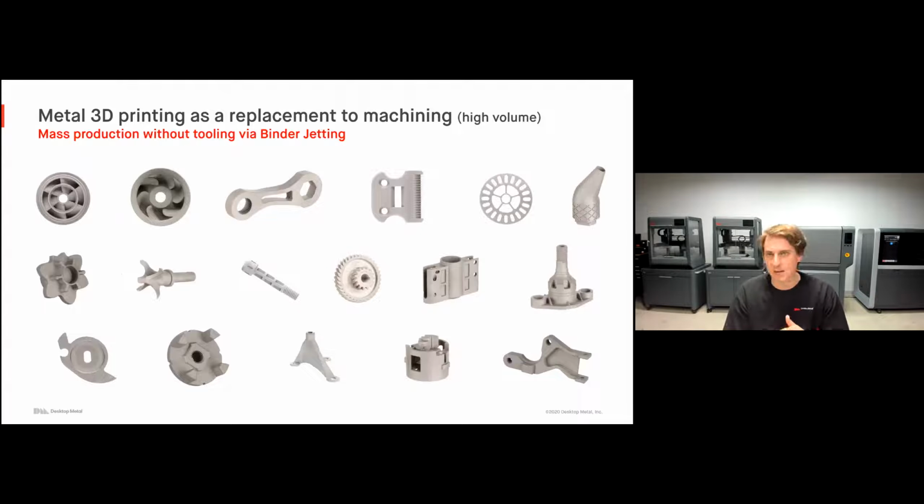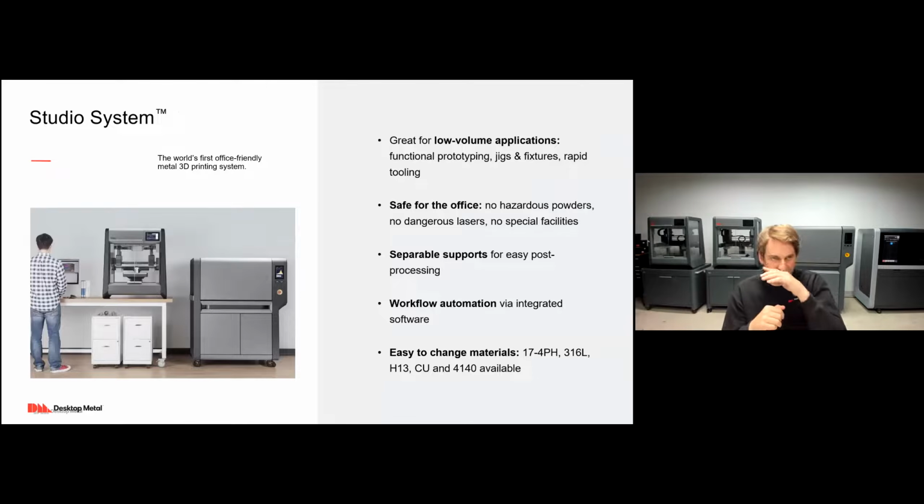We'll look at a bunch of examples of this today with parts that could have been machined, but were cheaper and faster to produce via binder jetting. The two printers that we're going to be talking about today are the Studio System. You can see it behind me here to my right. This is really the world's first office-friendly metal 3D printer.